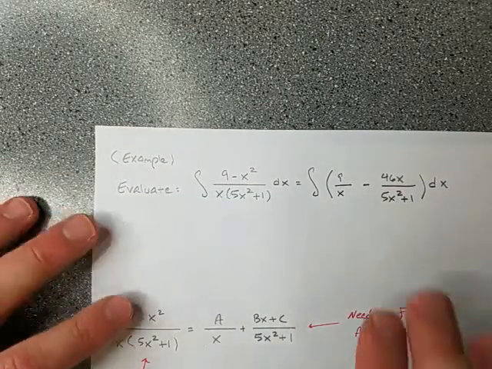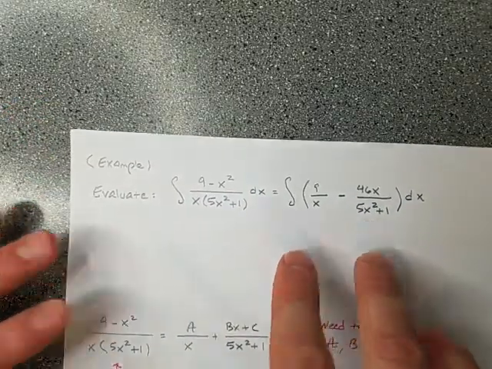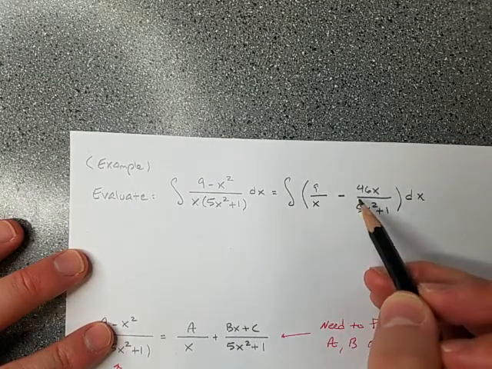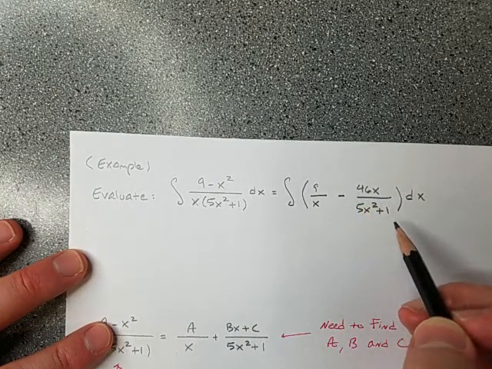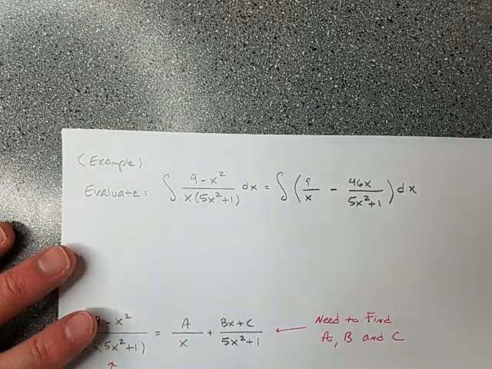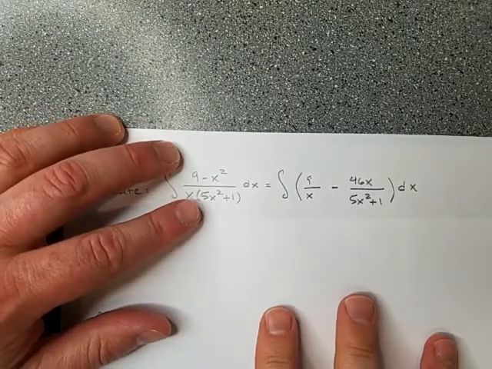Now, hopefully these are easier to deal with than that. I hate to do all this work, and then I still can't solve the problem. 9 over x, that will be pretty easy to do. What about 46x over 5x squared plus 1? How are we going to do that? Do you recognize that as being a specific problem type? So let's do this.